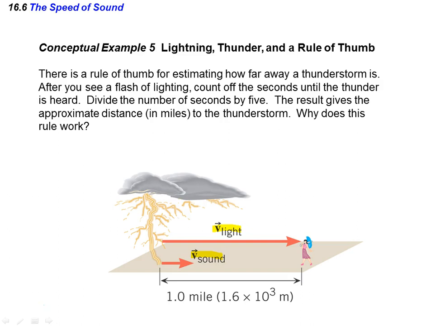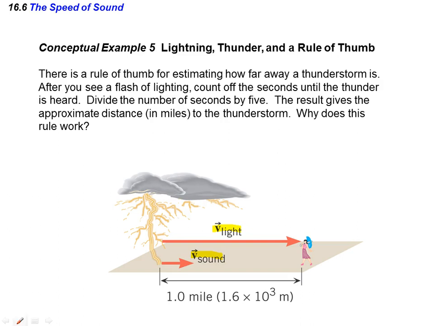So looking at that, how long does it take light to travel just 1 mile? If we take the 1.6 times 10 to the third divided by the speed of light, or just under the speed of light, we get about 5 seconds. So every 5 seconds, light is traveling 1 more mile than the sound is. So that's why we can count how many seconds between, divide by 5, and we can get the number of miles it is away.